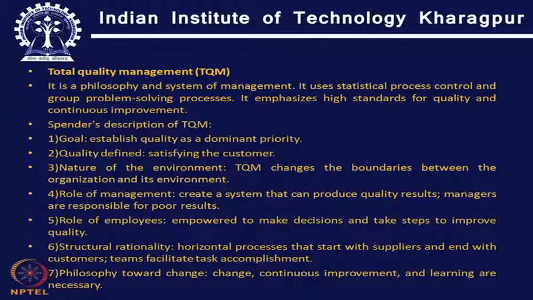The role of the manager is very vital because it is the responsibility of the manager to create a system that produces quality results, and managers are responsible for poor results. Employees are empowered to make decisions and take steps to improve quality. Structural rationality is a horizontal process and everybody is involved in it, starting from the suppliers and ending with the customers, and teams are more important as they facilitate task accomplishment.